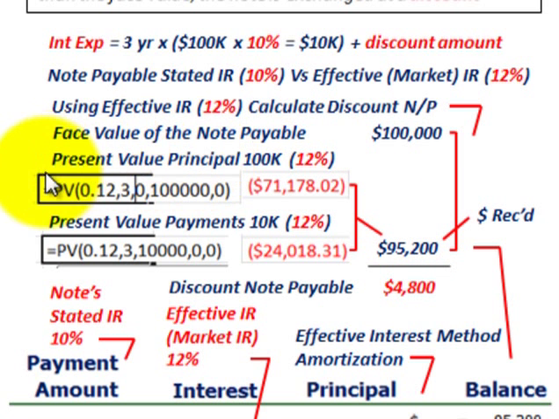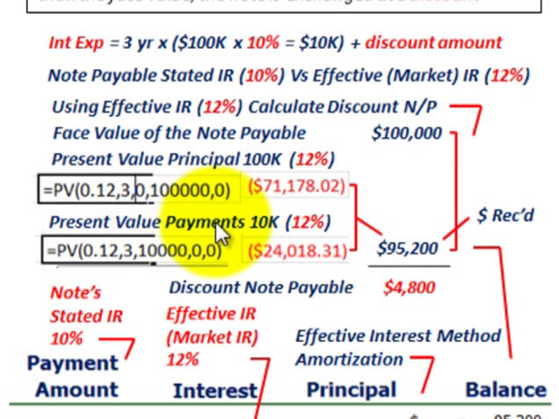So what we would do is use your financial calculator. In this case, I'm using the Excel function, the present value function. The note is comprised of the principal amount and the payment amount, and we've got to discount both of those back to determine its present value. So for the principal amount, it's $100,000, discounted back for 3 years at the 12% market rate or effective rate of interest, and its present value would be $71,178. That's the present value of the principal amount, again discounted back at the effective market rate of 12%.